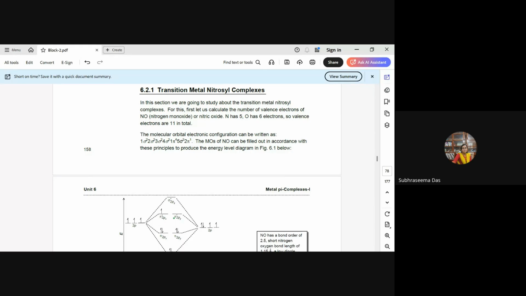So we'll start with transition metal nitrosyl complexes. First we will calculate the number of valence electrons of the NO molecule, or nitric oxide. Nitrogen has 5 and oxygen has 6 electrons. Therefore it is an odd electron molecule because it has 11 electrons in total.